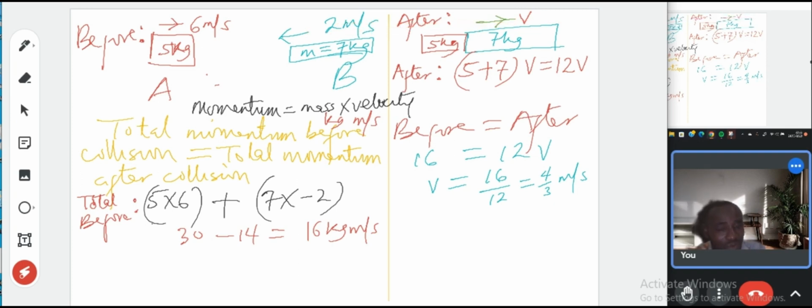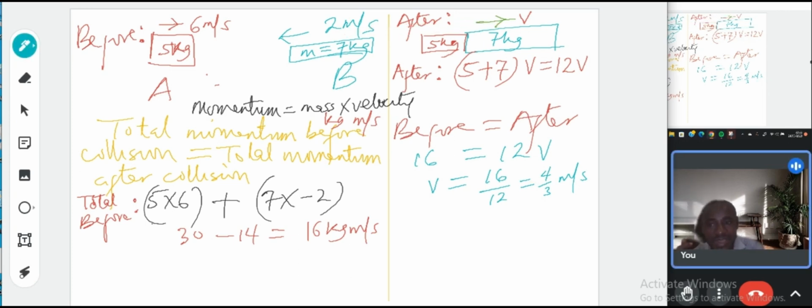This is how we know the direction. This answer we got, is it positive or negative? If it is positive, that means the direction we assumed is right. That is the correct way. But if it was negative, that means it was actually going the other way.